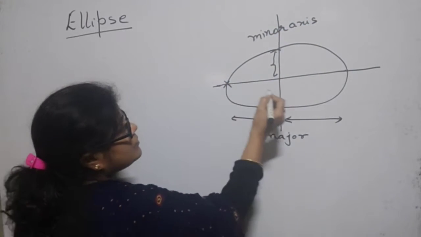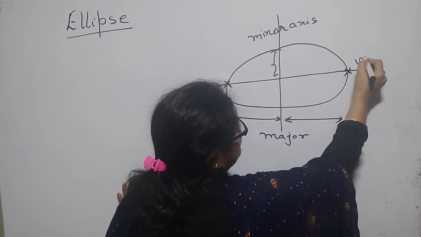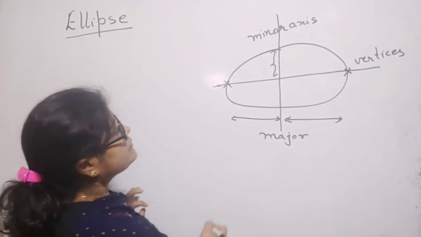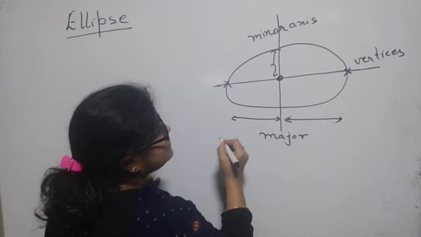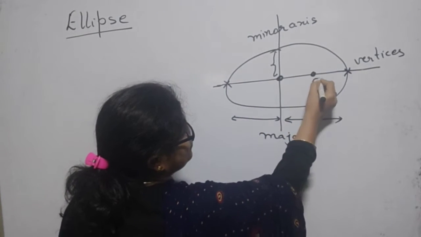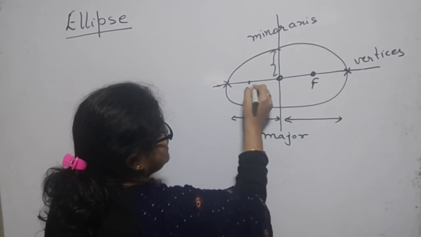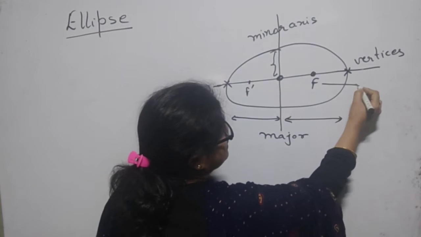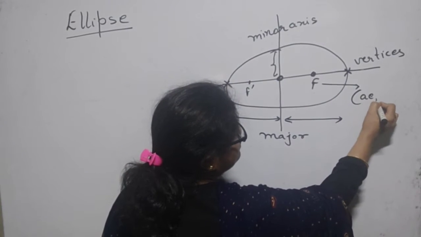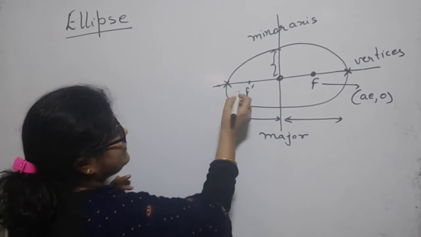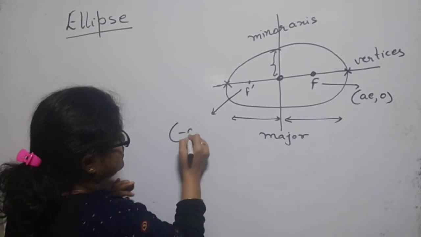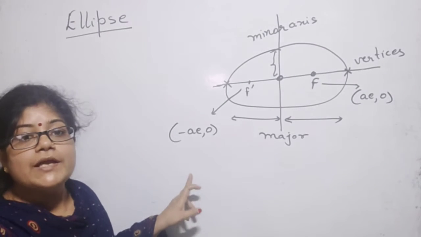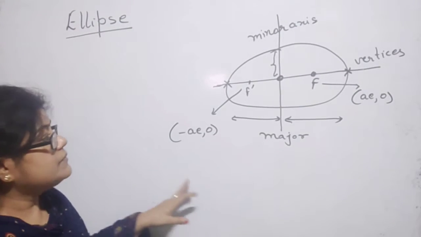These are the two vertices of the ellipse. Okay, now this is the origin. For example, this is the first focus and this is the second focus. The coordinate of the focus is (ae, 0), and on the left side the coordinate of the focus is (-ae, 0). This is the first part of the ellipse whenever you start the topic.